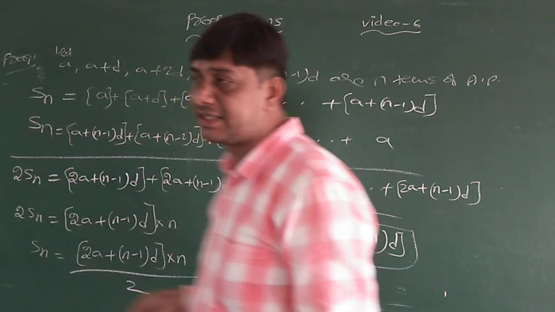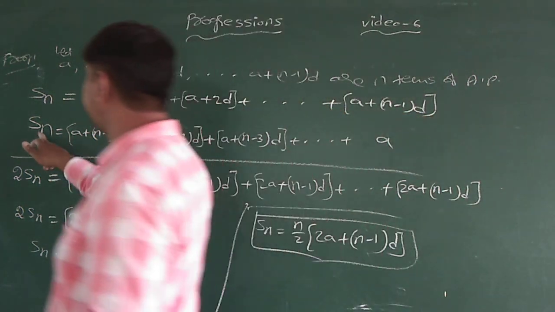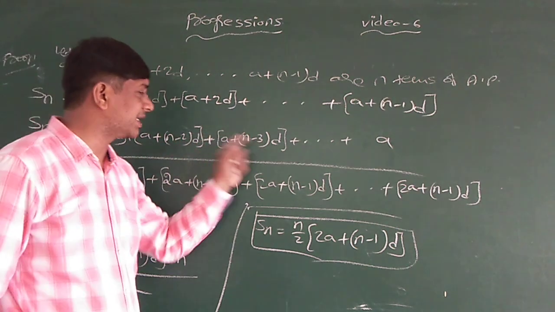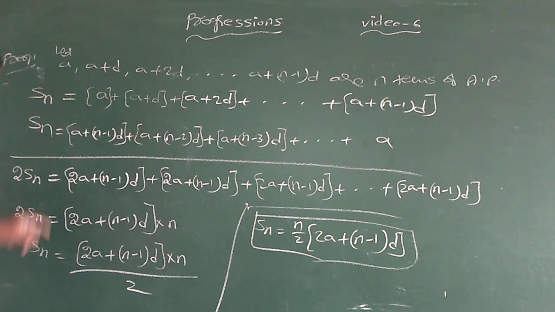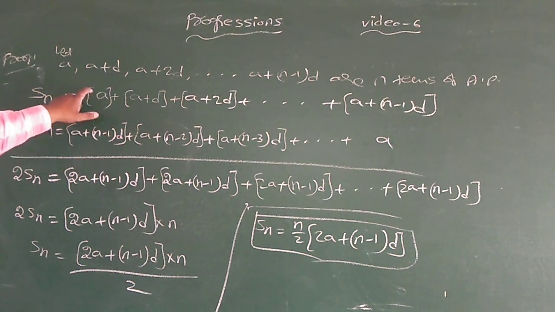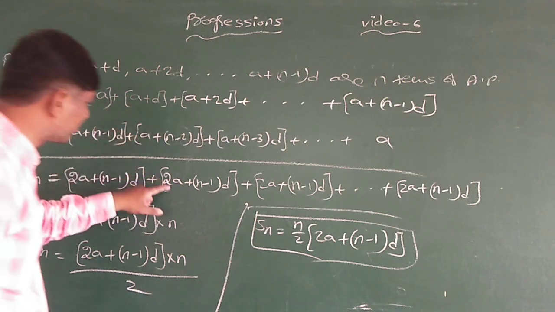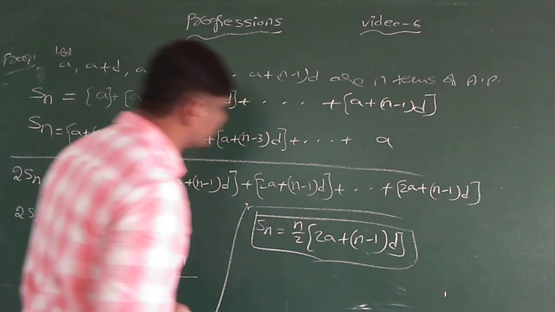Now again, in reverse order, I wrote Sn is equal to a plus n minus 1 into d, a plus n minus 2 into d, a plus n minus 3 into d, and so on, plus a. Up to how many? N terms you added. The sum of these two terms is 2a plus n minus 1 into d. This also is 2a plus n minus 1 into d, and so on.